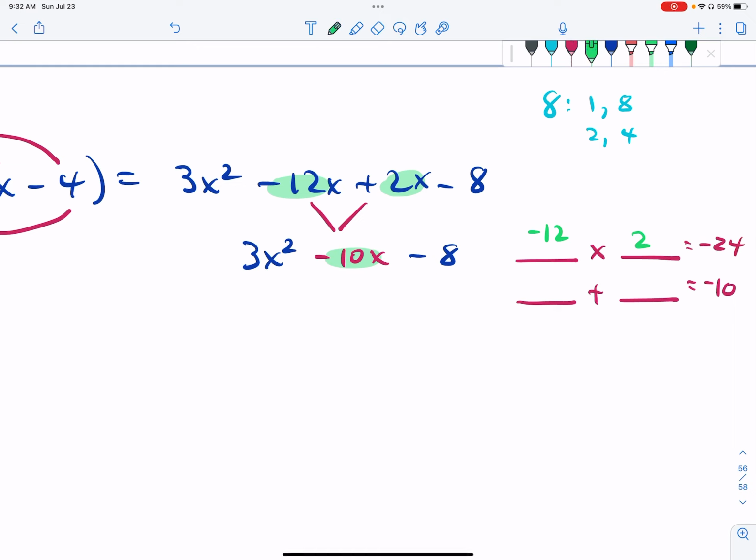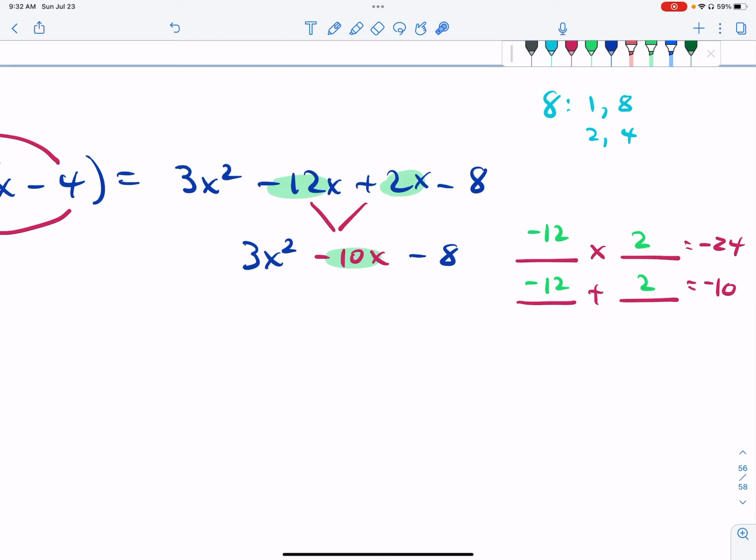Okay, that's weird. However, they still add up to negative 10. So where is this? How am I supposed to know where this negative 24 comes from? Is there any indication in the original problem that I would have a negative 24? This is the thing that I'd be given. I wouldn't know the negative 12 and the 2 at all. I would only know the 3x squared minus the 10x and then minus the 8. Is there anything that I can do with these numbers to get negative 24?